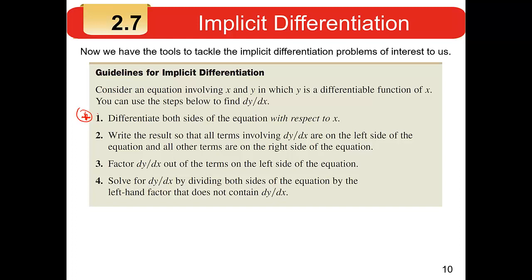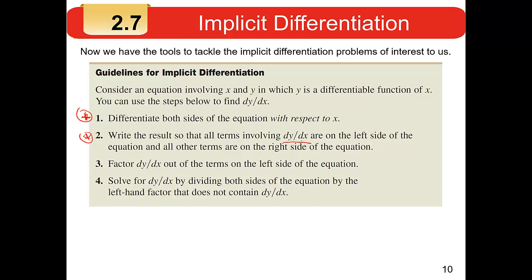Now once you do that, you're going to have one or more terms involving that dy over dx, or y prime if you'd rather write it that way, on one side of the equation, and it may be mixed up with things that don't have dy over dx in it. So what you want to do is isolate all the terms in the equation that have a dy over dx or a y prime in them.